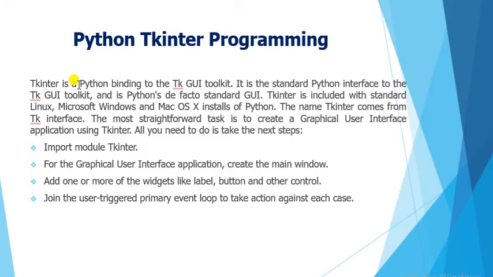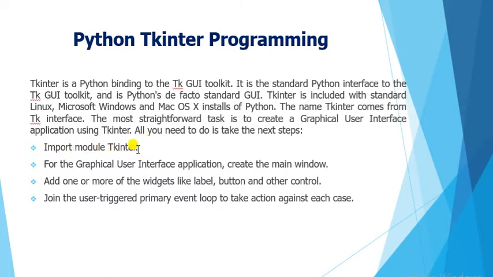Tkinter is a Python binding to the Tk GUI toolkit. It is the standard Python interface to the Tk GUI toolkit, and it is basically used to develop the user interface in whatever pattern you want. Tkinter provides us the GUI interface, and we have to follow these four steps.